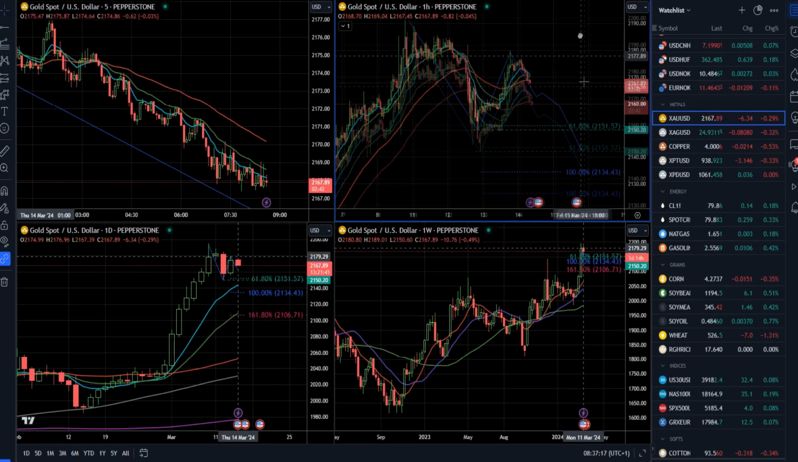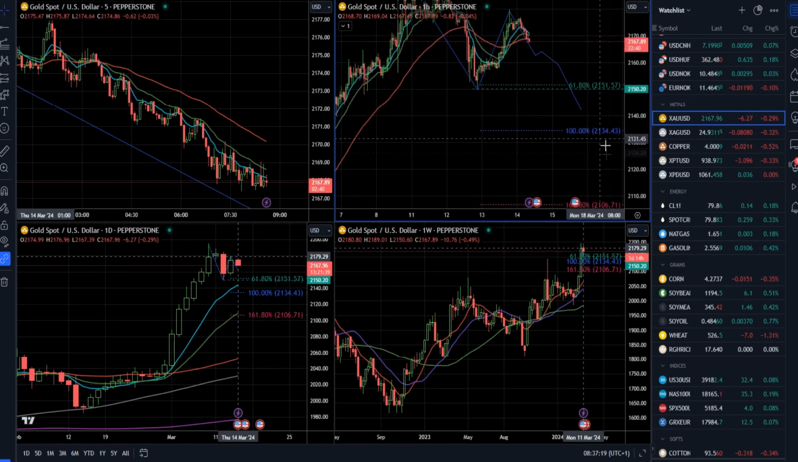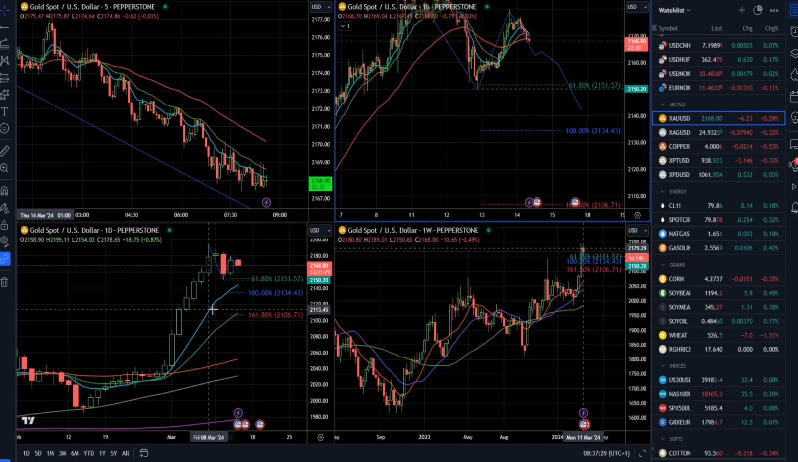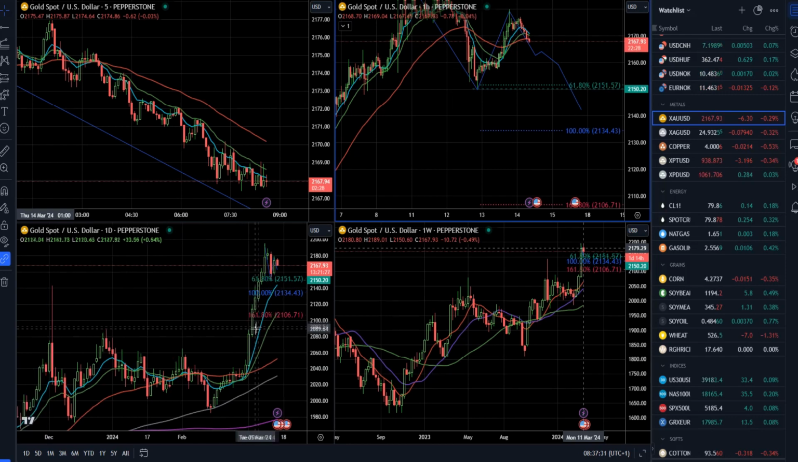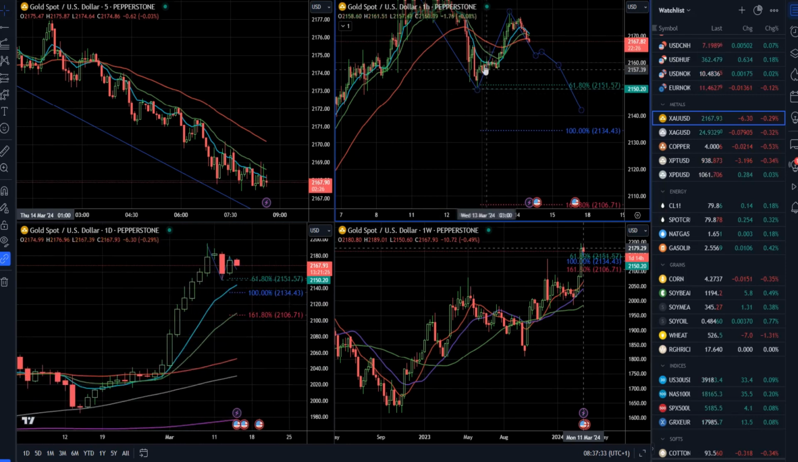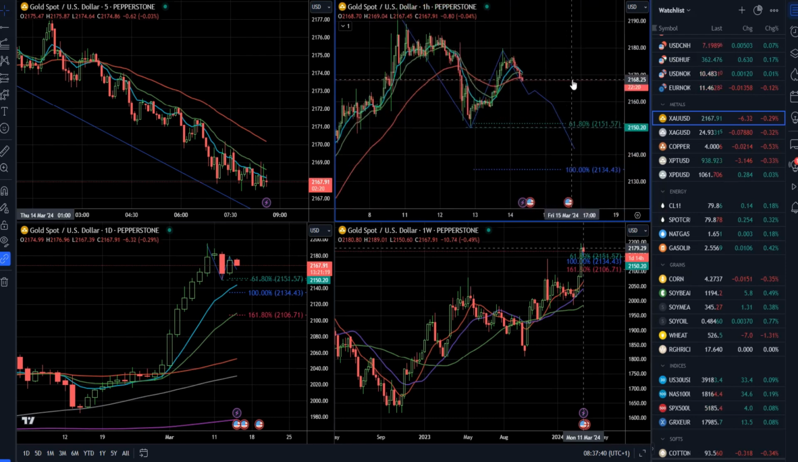So 100% expansion is at 21.34, which will lead us exactly around this rising 10-day moving average. 161.8 projection is all the way down around 21.08, which is a rising 20-day moving average. So there is a chance for that structure to develop to the downside.